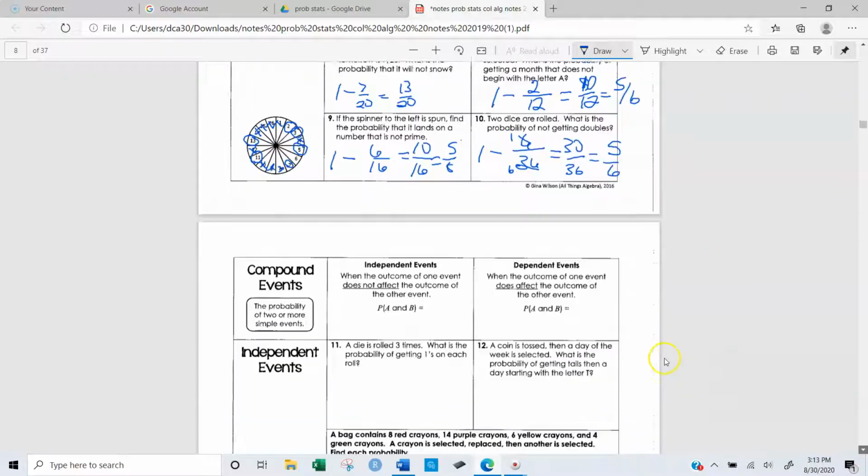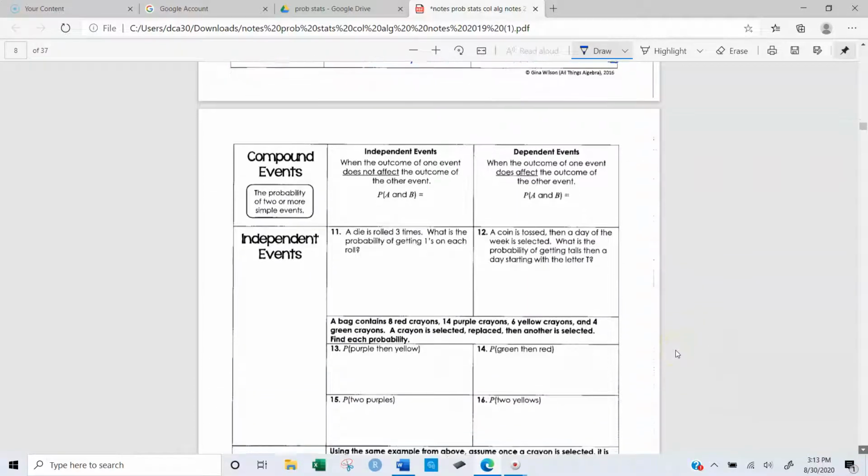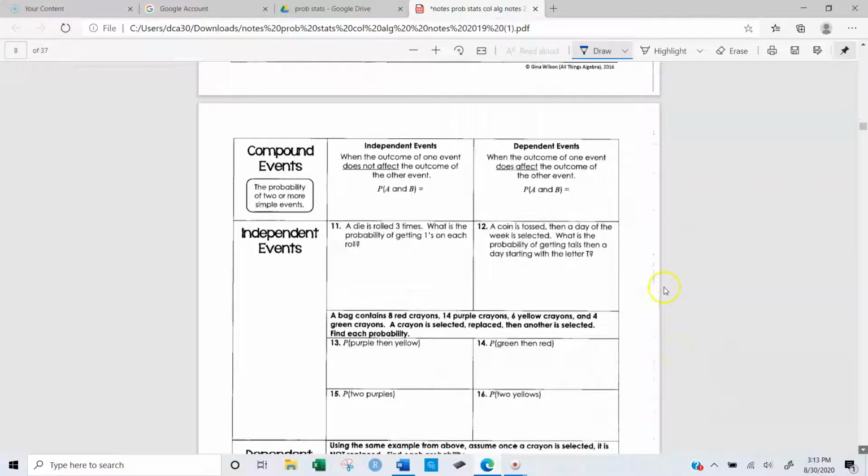Okay, compound events is something happens, and then the next one happens also. When the outcome of one event does not affect the outcome of the other event, this is an independent event. So rolling a die and picking a card, they do not affect each other. If I want to get a 1 and an ace, this would be an independent event that's compounded.